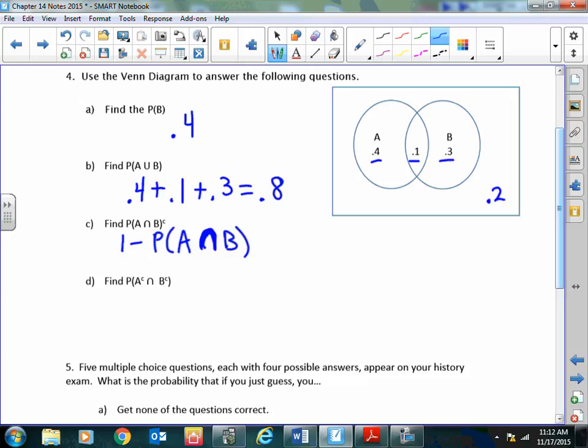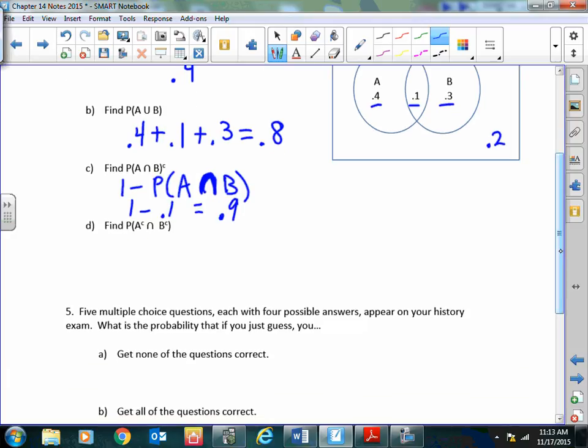Okay, so on part C, remember the complement is 1 minus the probability of A and B. Okay, because the complement is everything else other than that. So what portion of this picture is A and B? It is this 0.1 in the middle. So I'll do 1 minus the 0.1 in the middle, and that means everything else other than that intersection is the complement of that intersection.